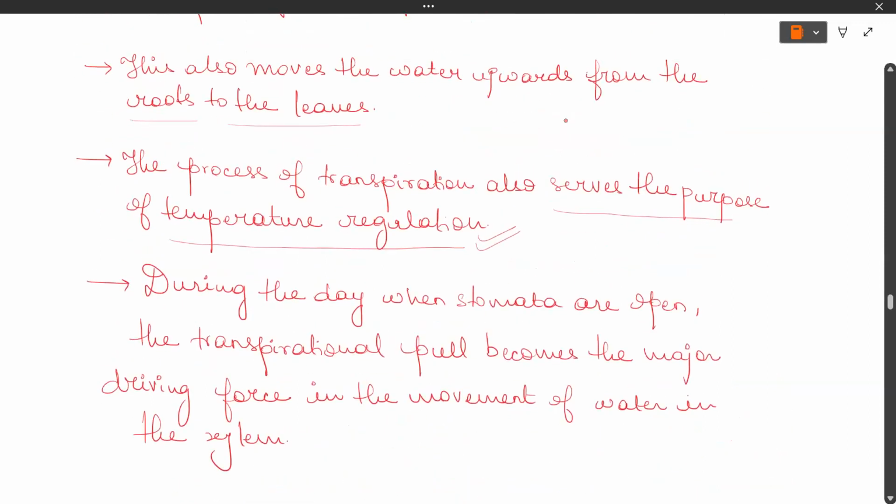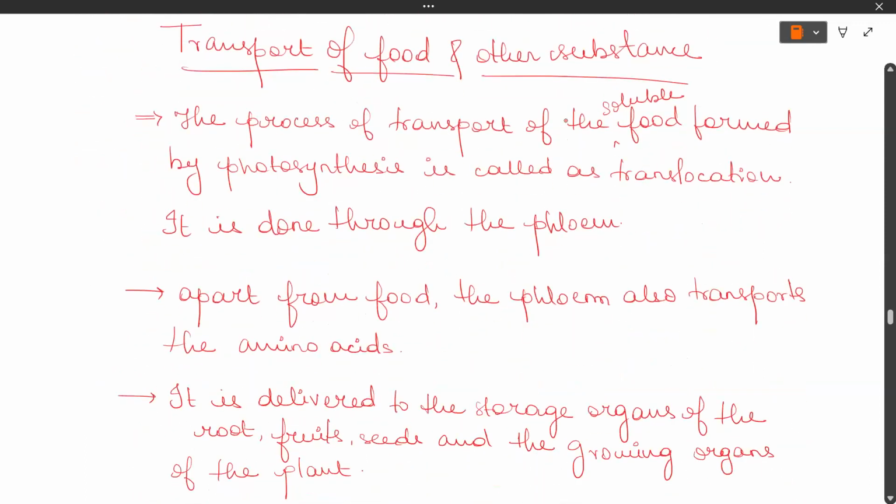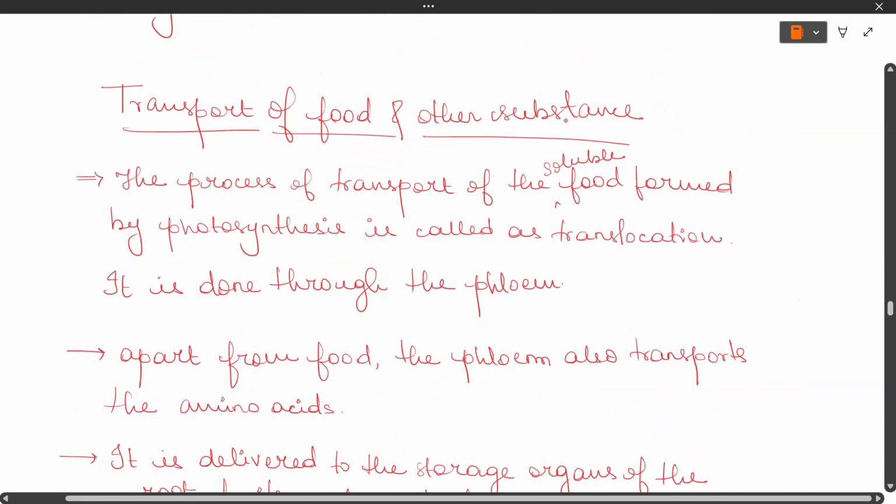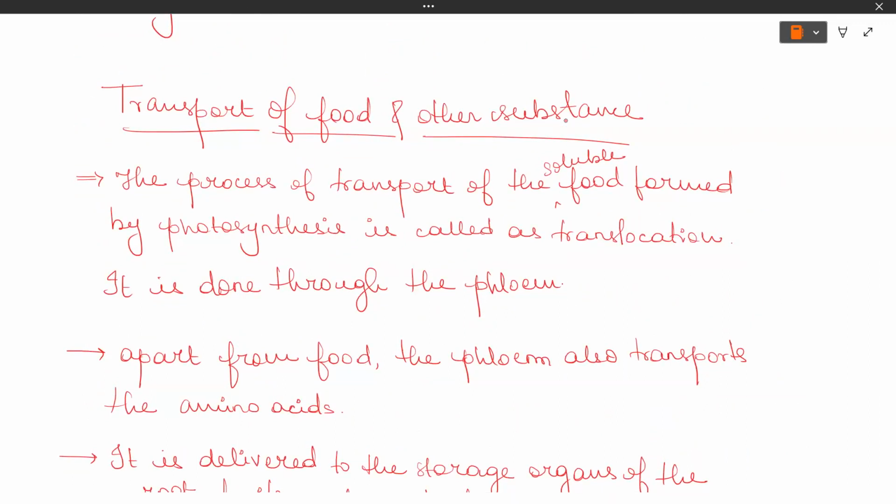So this is how water is transported in the plants. Now, moving on to the transportation of food and other substances. The process of transport of soluble food formed by photosynthesis is known as translocation.